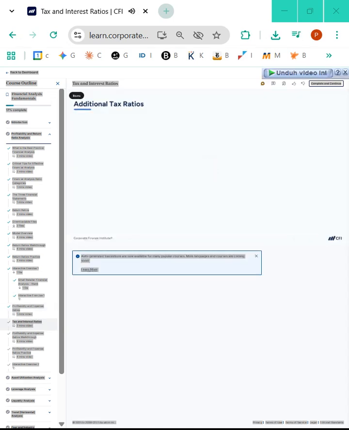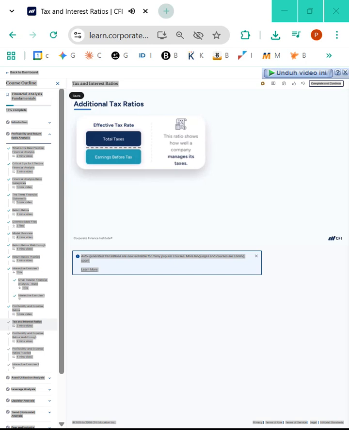Now let's look at how to analyze taxes and interest. One of my favorite tax ratios is the effective tax rate ratio. You simply take the total taxes on the income statement and divide it by earnings before tax on the income statement. Generally, this ratio shows how well a company manages its taxes. You can compare this ratio to the corporate tax rate in the jurisdiction or jurisdictions the company operates in. Here, a lower number is better.